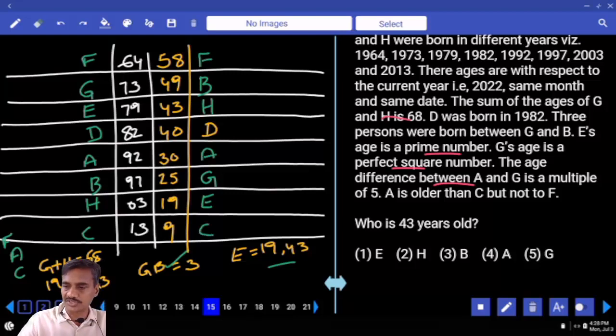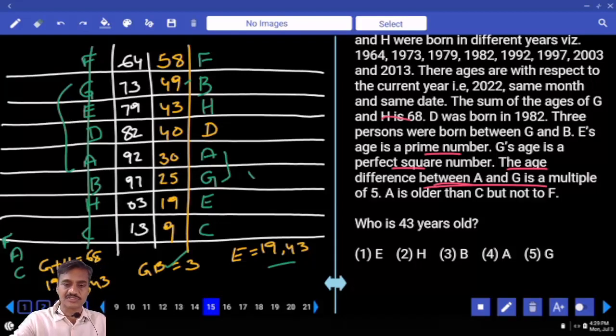Now let us check out this condition. Age difference between A and G is a multiple of 5. Now here, age difference, 49 and 30, what is the difference here? 19. It is not a multiple of 5. This case is ruled out. Done with this one? And age difference between A and G is how much? 5 years. It is a multiple of 5. Hence this is a valid arrangement. Clear? Now this is about question numbers 15 to 19.